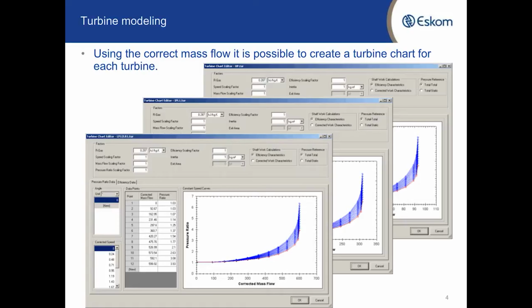So using the correct mass flow, it is possible to create a turbine chart for each turbine. Like I said in the previous presentation, I showed how I created the turbine charts, so I didn't include it here again. Is it a generic type of chart? It's a generic type. Rolf gave me an Excel spreadsheet that I could use, so I just insert the values for a specific turbine, and then I get a chart that I can export and import into Flownex.